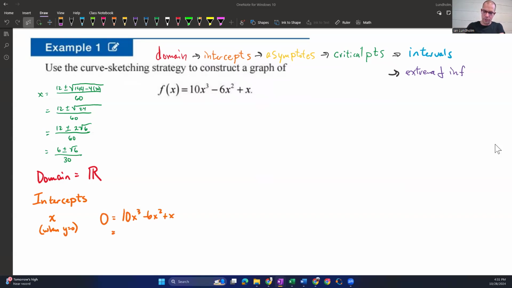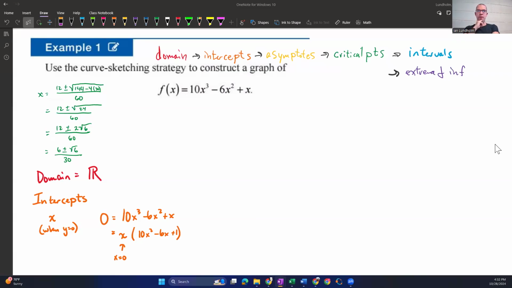And we might try to factor this: x times (10x squared minus 6x plus 1). So we're able to pull an x out of there. That means that x equals 0 is going to be a good spot to find an x-intercept. So actually, the point (0, 0) is going to be both an x and a y-intercept.